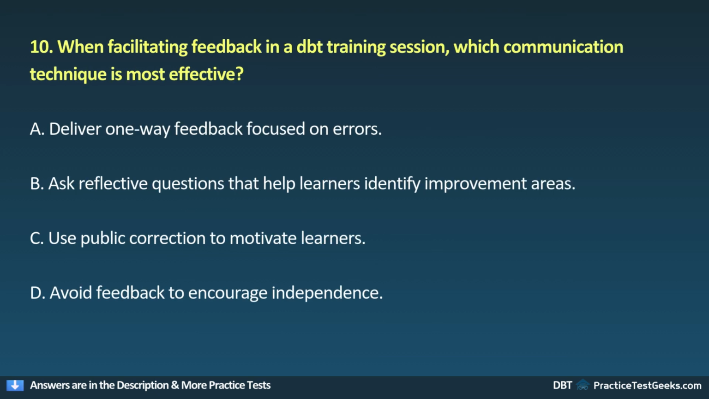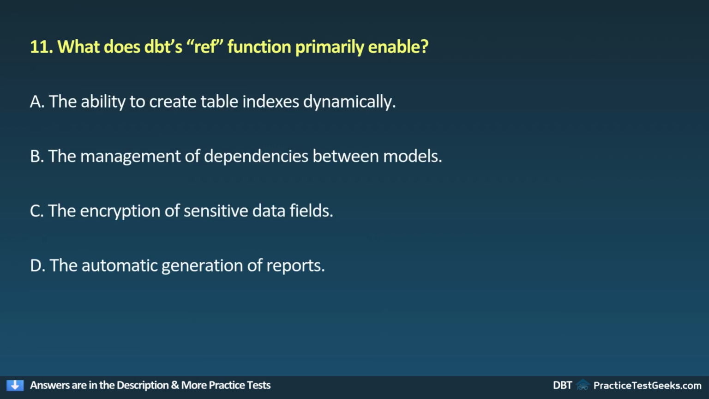10. When facilitating feedback in a DBT training session, which communication technique is most effective? A. Deliver one-way feedback focused on errors. B. Ask reflective questions that help learners identify improvement areas. C. Use public correction to motivate learners. D. Avoid feedback to encourage independence.